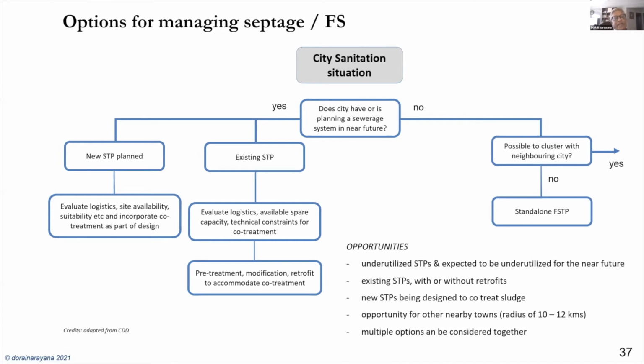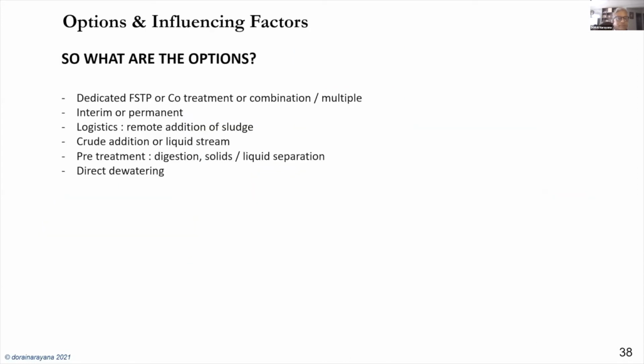So here is where your economic analysis will come in. Is it better to co-treat in that place, or is it better to have another fecal sludge plant elsewhere? And many other options. So you could have combinations of options for the city. So the options are these: dedicated FSTP or co-treatment, or combination, or multiple. Interim or permanent. So you could have an interim arrangement. We'll do this for the next 2 years. After that, we will build a fecal sludge plant, for example. Some of the logistics could be overcome through the remote addition of sludge at pumping stations, for example, but it should be done properly.